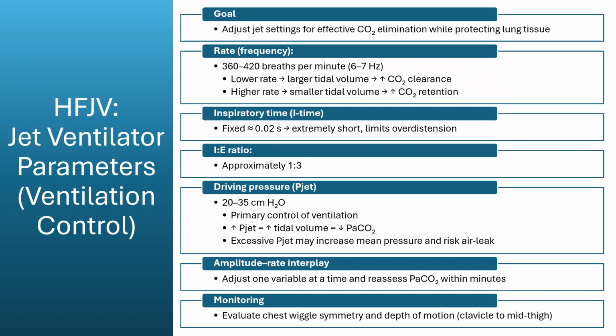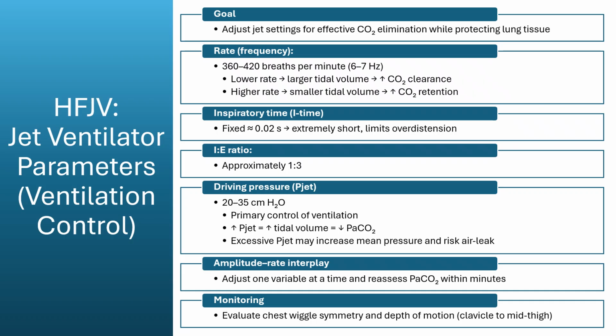Rate, typically between 360 and 420 breaths per minute, determines how often high-velocity pulses are delivered. Lower rates lengthen expiratory time and increase tidal displacement with each pulse, improving carbon dioxide removal but raising the risk of air trapping. Higher rates shorten each cycle, producing smaller tidal volumes that stabilize the lung but may allow carbon dioxide to rise. Rate should be adjusted in small increments while observing the response in blood gases and chest motion.